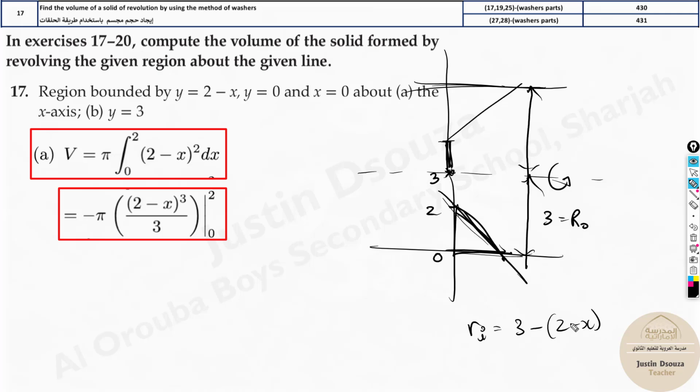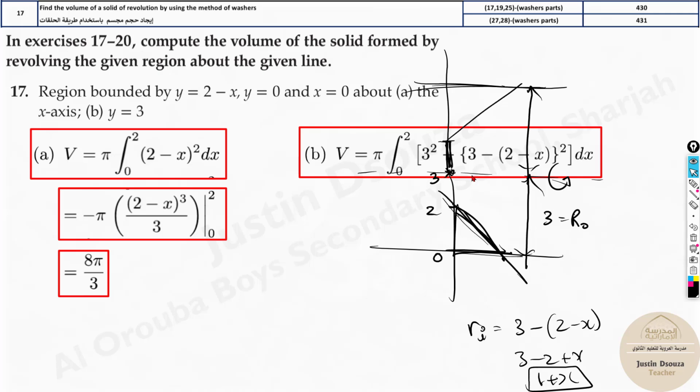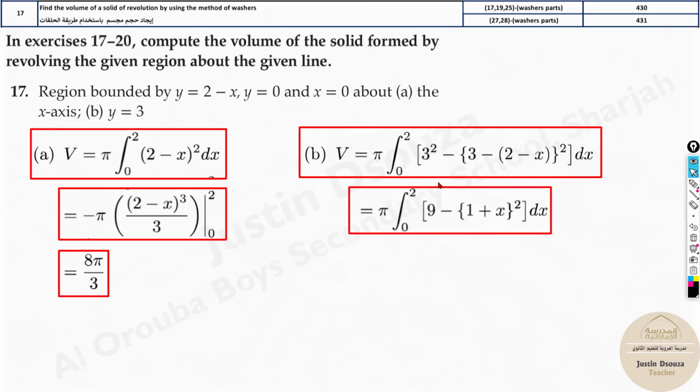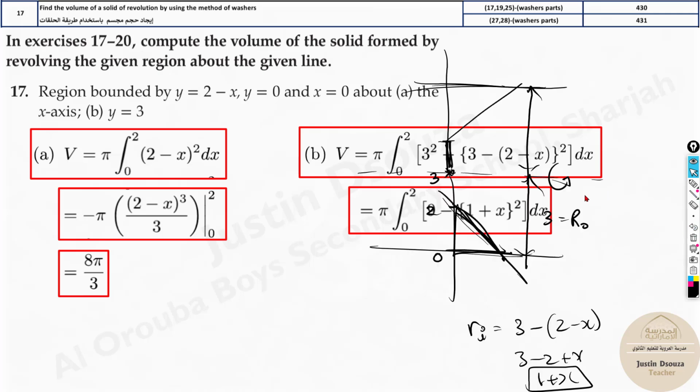2 minus x. So it's going to be 3 minus 2 plus x, that is 1 plus x. So this is the equation. Now you just put that in the calculator in the formula and you will get the answer. So I'll just erase this for a while.